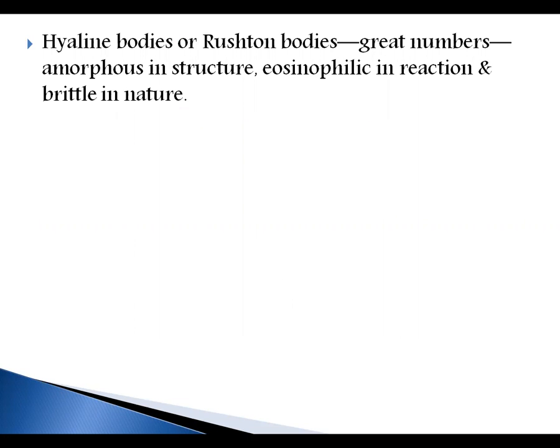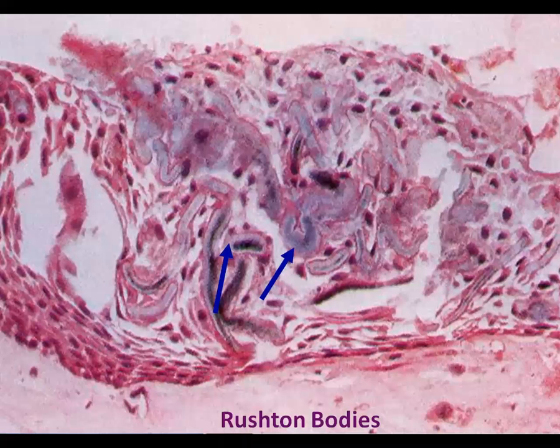Hyaline bodies or Rushton bodies can be seen in the epithelial lining of the radicular cyst. So, what are the hyaline or Rushton bodies? Great numbers of them, amorphous in structure, eosinophilic in reaction, and brittle in nature. So, these are the Rushton bodies. Elliptical, oval, or tubular in structure. All these are the eosinophilic hyaline bodies or Rushton bodies.